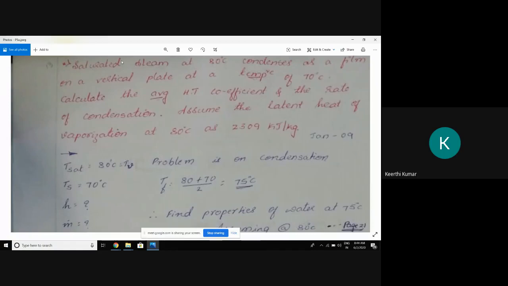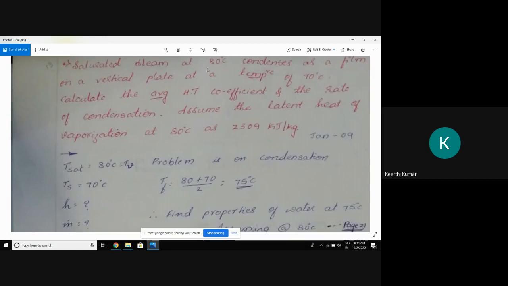So coming to the condensation, as I told, the fluid temperature should be greater. We'll see that. What is the fluid they have taken? They have taken saturated steam at 80 degrees centigrade. So the steam is at 80 degrees centigrade, not 100 degrees. The fluid temperature is 80 degrees. It condenses as a film on a vertical plate at a temperature of 70 degrees centigrade.